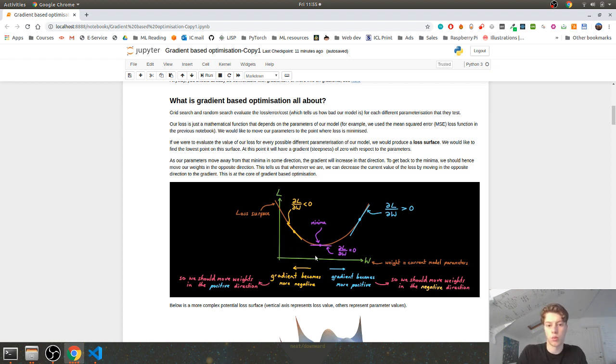And so what we can kind of deduce from this is that as the gradient becomes more positive, we should move the weights in the negative direction to get back towards the minima, right? So if we move our W, the gradient increases, but we want the gradient to stay 0, so we should move them in the negative direction. As we move our W negatively, the gradient becomes more negative, which means that we should move W in the positive direction to reduce our loss. Okay.